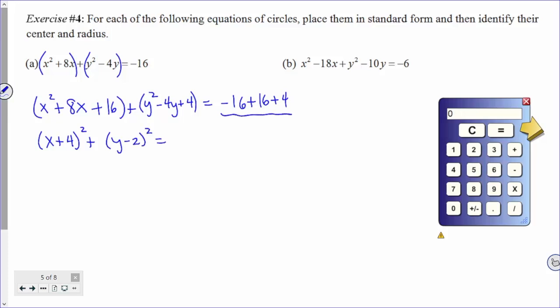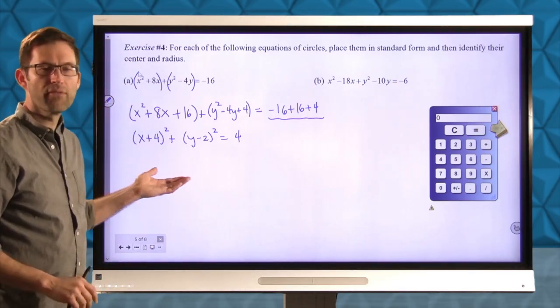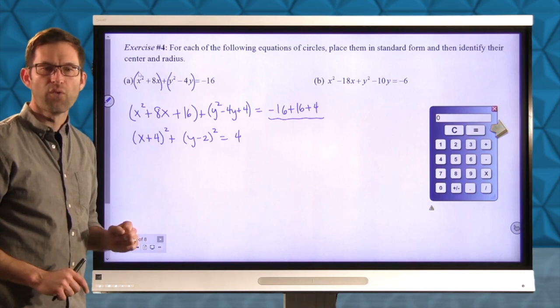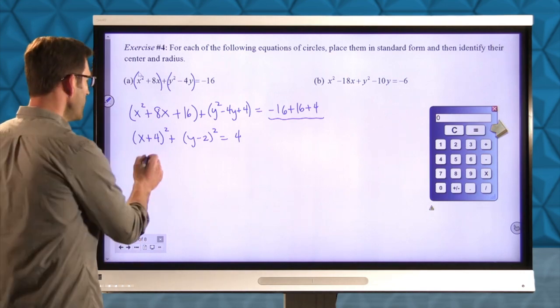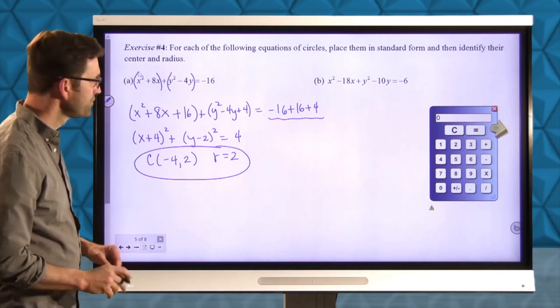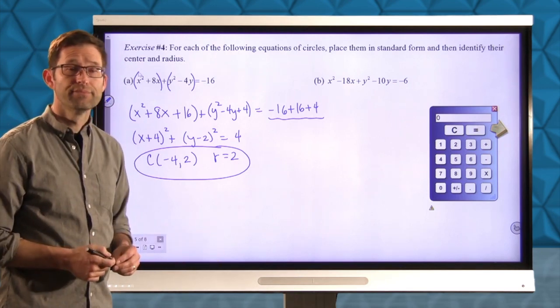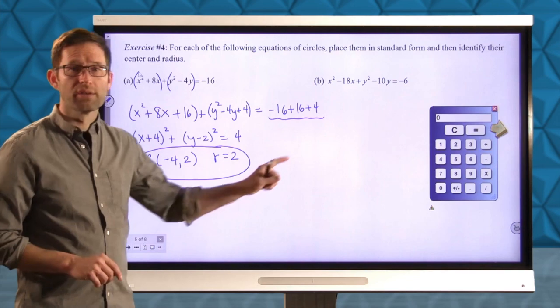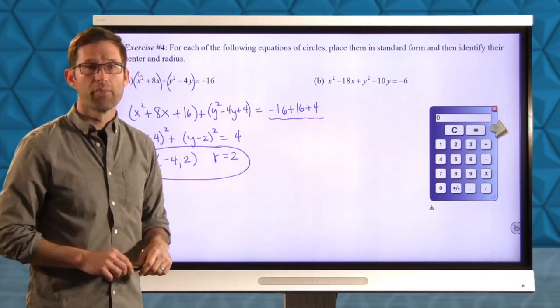When I add all of these three together, I get positive 4. We now have the circle in its center and radius form. Should be easy now. The center of my circle is at negative 4, comma positive 2, and the radius is equal to 2. That's it. Why don't you pause the video now and take a shot at letter B.